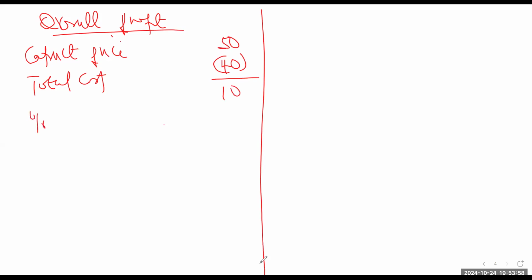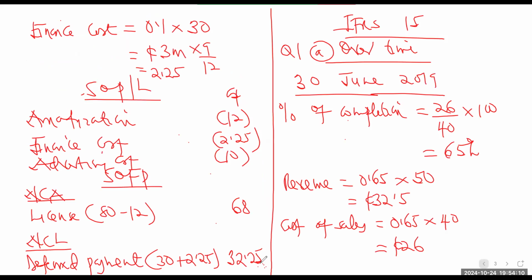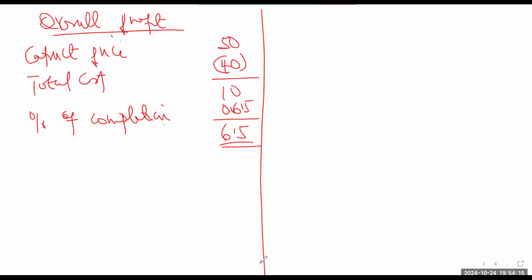So when we have done 65% of that, we have the percentage of completion. We multiply by 0.5, and that will give us a profit of 6.5. Or you can just subtract the cost of sales from the revenue. But let's come to this particular year now.